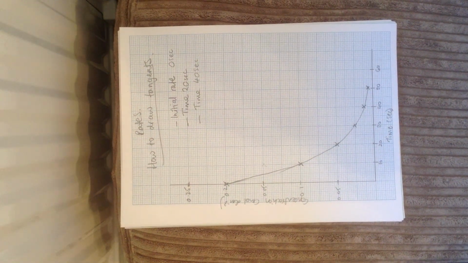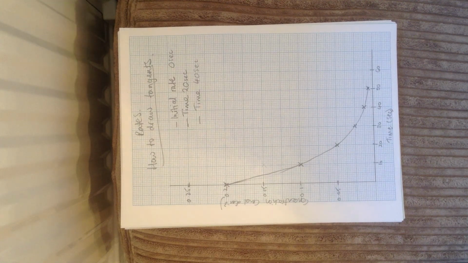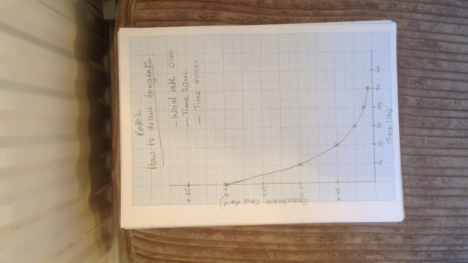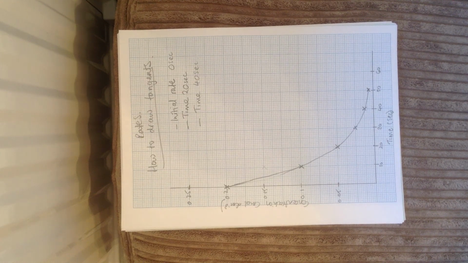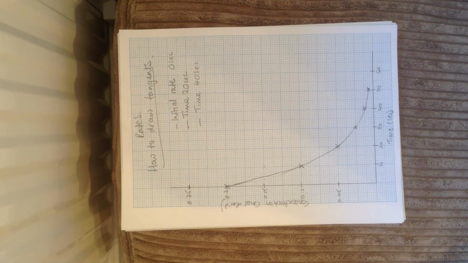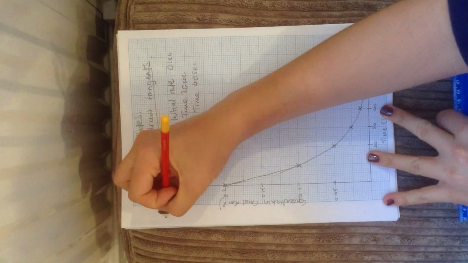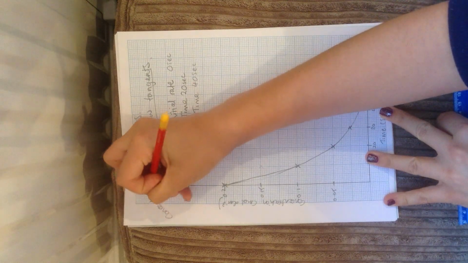So F325, we're on rates again. And this time we're going to be looking at how do we draw a tangent on a graph. So in front of me here, I've got a concentration time graph again. And it's the same set of data as before, but just a new graph. So it's a concentration time graph.